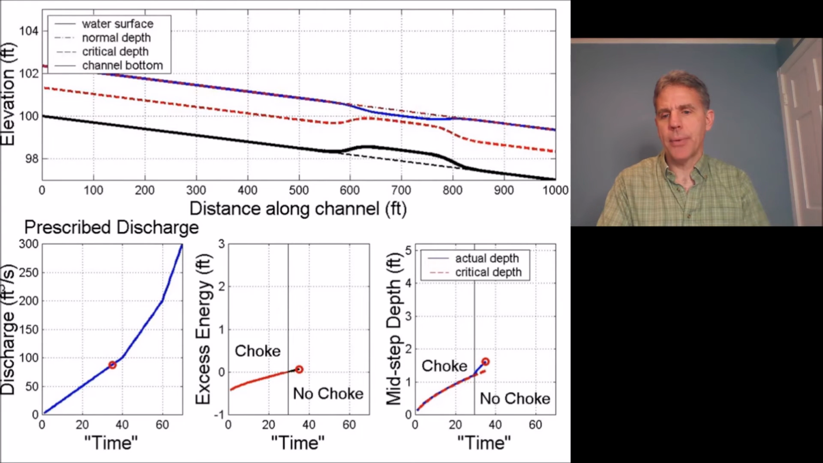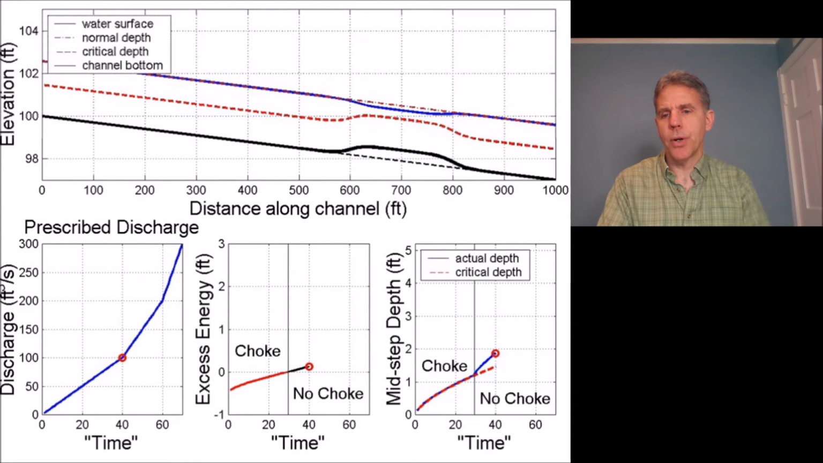Let's let this play out a little bit further, and you can see that the presence of the step is still visible in the water surface, but not nearly so dramatically. You can see that there's an energy surplus or excess, and you can see now that the actual depth mid-step is greater than the critical depth mid-step. And so again, the choke conditions have disappeared.